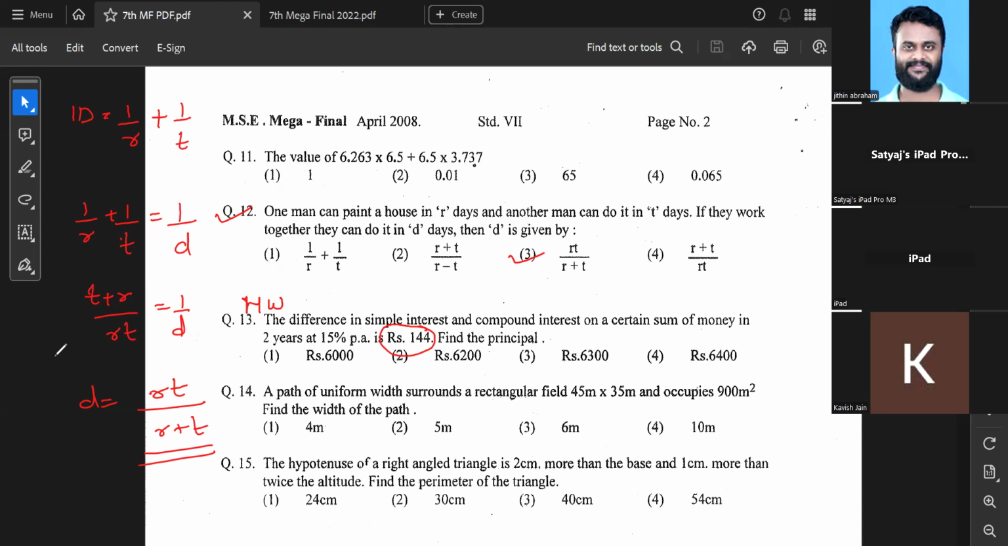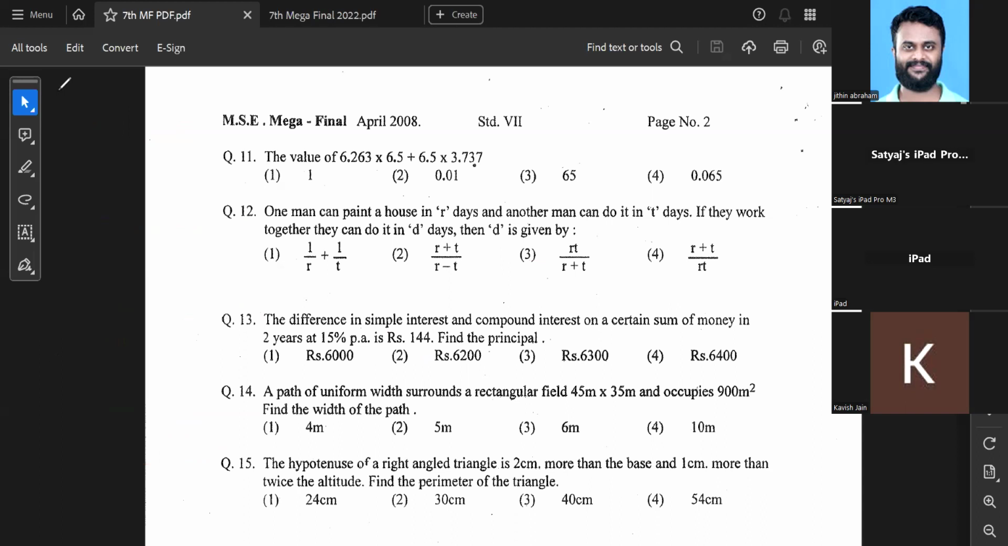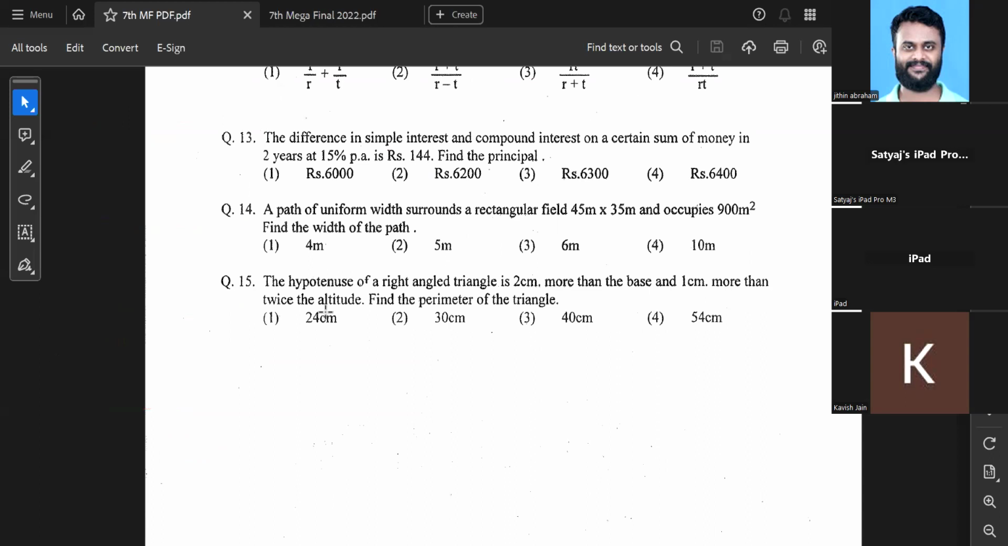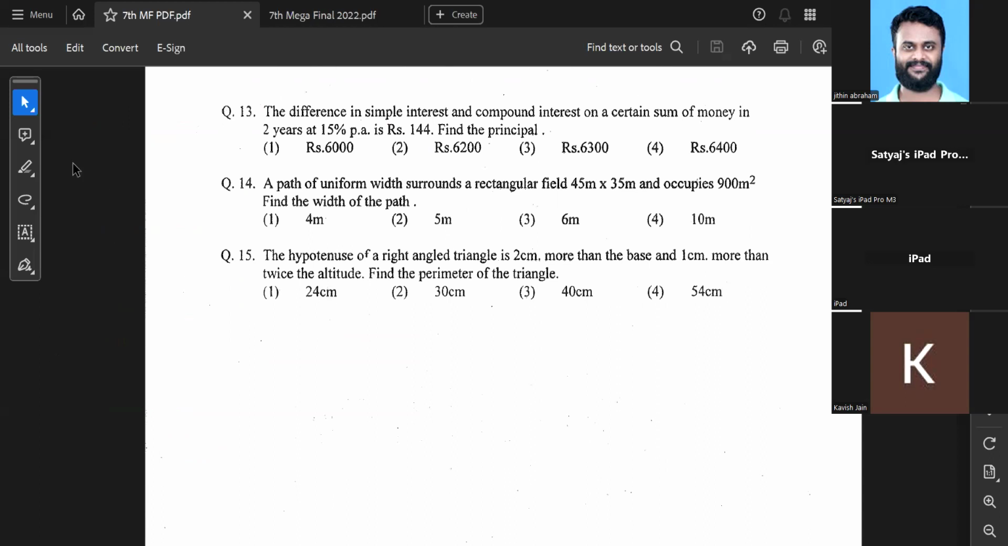So there is a formula for this as well, PR square on 100 square. I started using that, it was quick. And I got the answer as 6,400 rupees. Okay. I'm not going to solve this now. But yes, I know this is a straightforward problem. It's quite simple. So I'm not solving it, I'm just giving it to you.